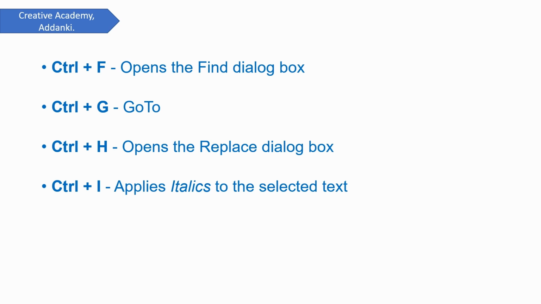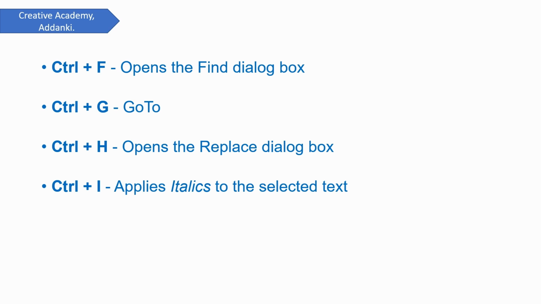The next shortcut is Control plus H. If you want to find something and replace it with something else, suppose you have a spelling error in many places in a document, instead of searching for it in all the locations, you can simply use this shortcut for replacing a particular combination or word in the document.